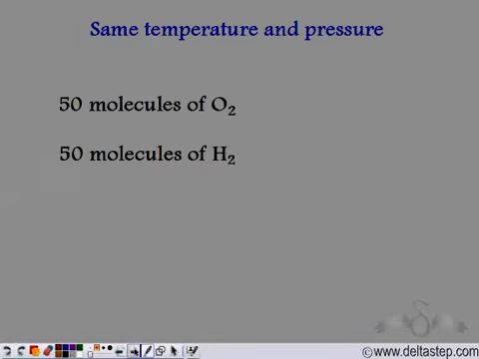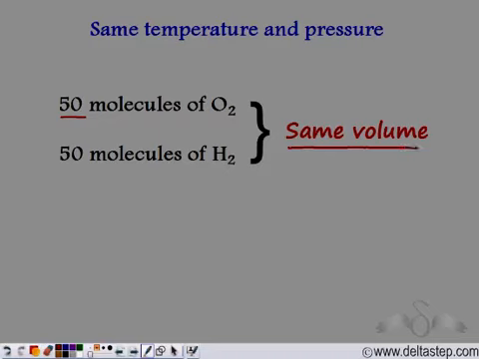So, if we have the same temperature and pressure, and we are given two gases, oxygen and hydrogen, they contain the same number of molecules. That is, oxygen contains 50 molecules and there are 50 molecules of hydrogen. When there are the same number of molecules of two gases, this means that they occupy the same volume.